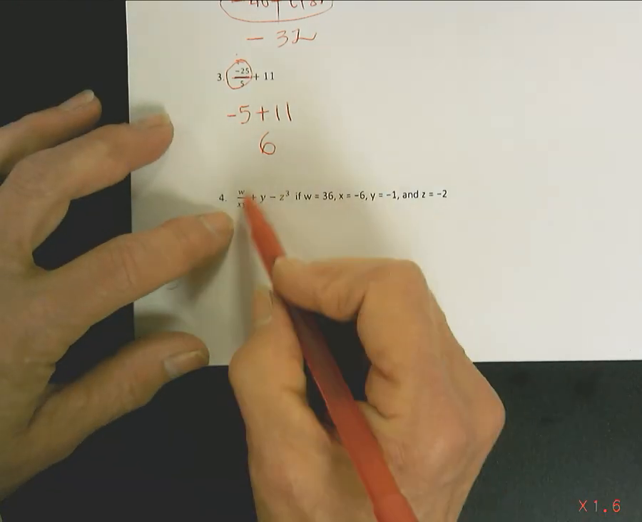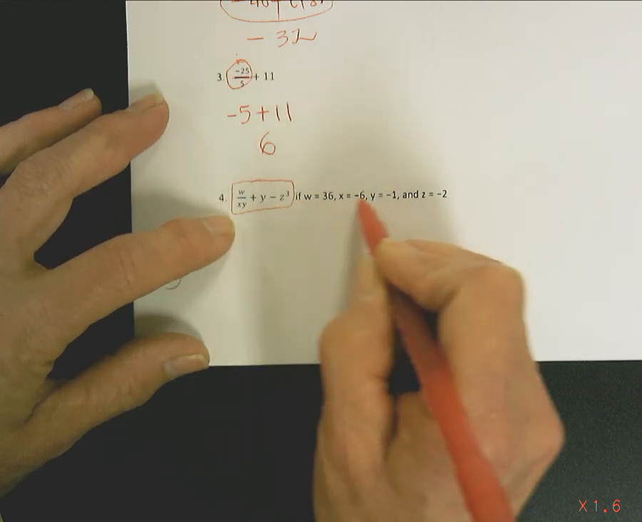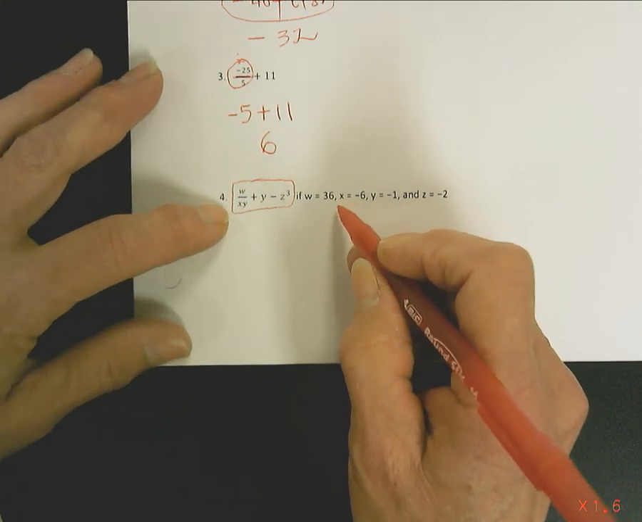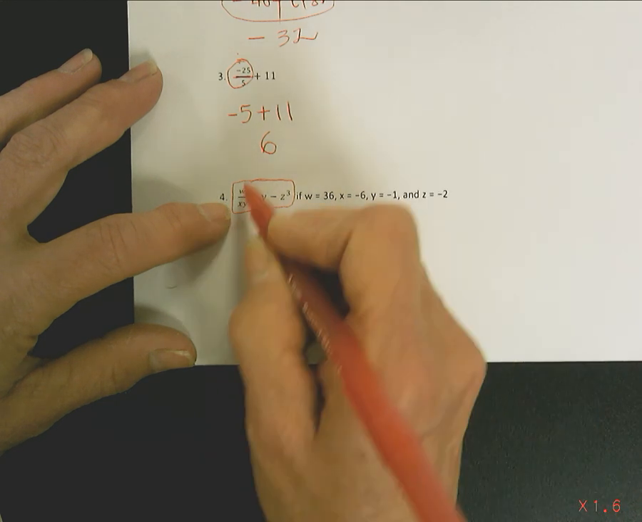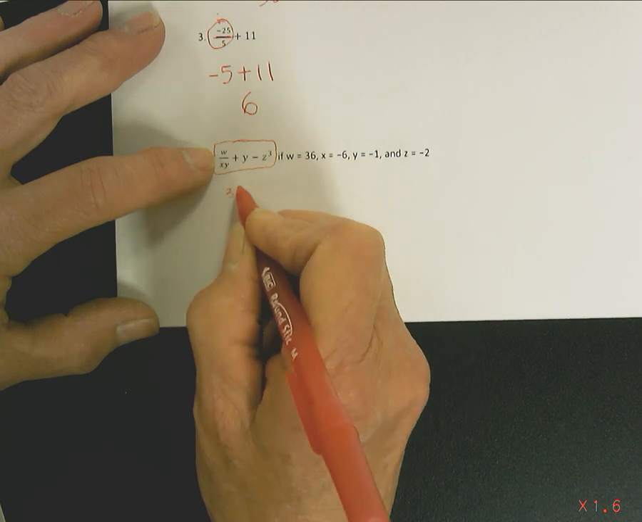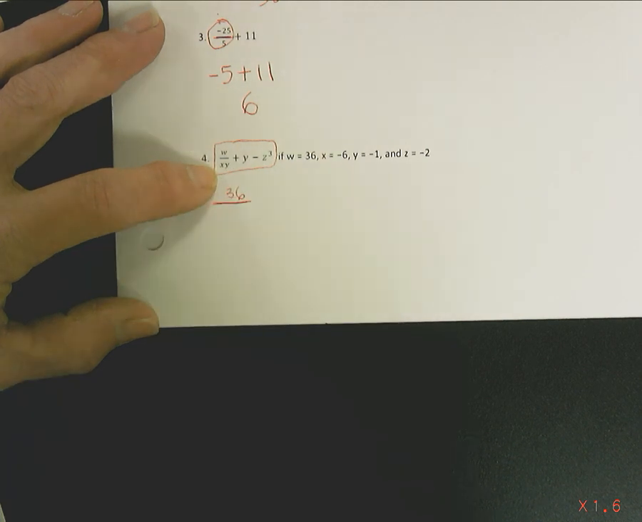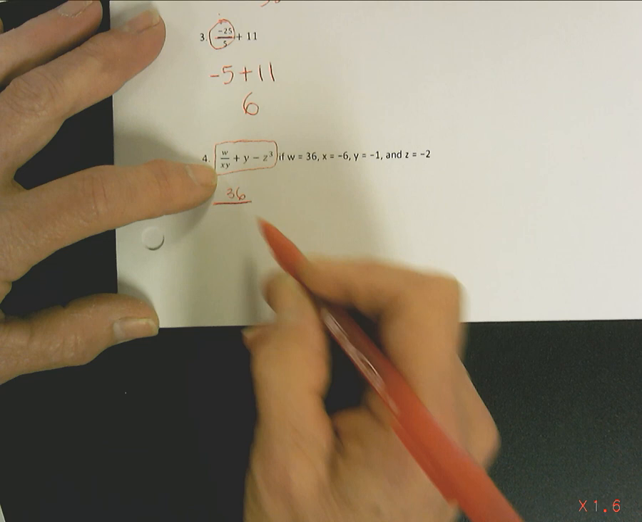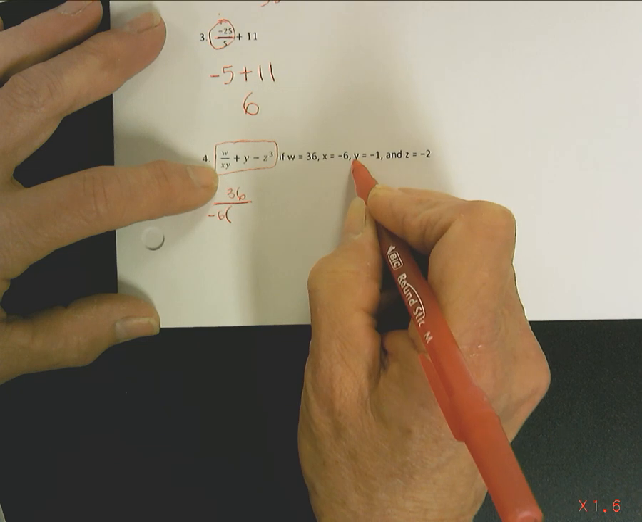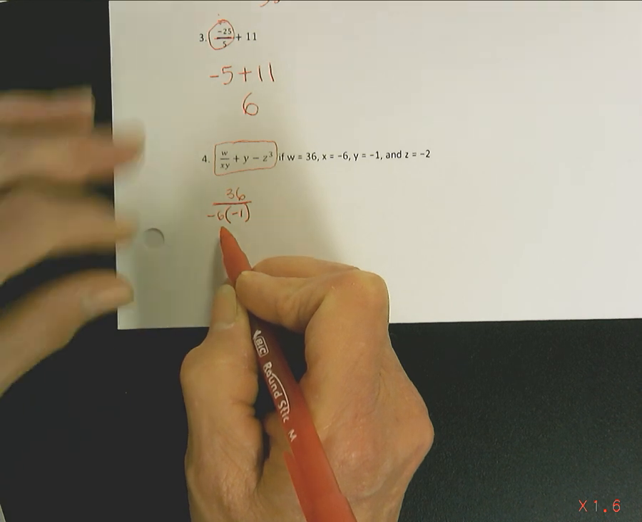Down here, number 4, we have a math expression with lots of variables, but then look, you're told what each variable is equal to. So the first step is going to be to substitute the numbers into the variable places. So on top, we've got W, which is 36. This bar right here means division. Now look on the bottom where you've got X and Y written right next to each other. That means they are multiplied together. X is negative 6, and I want to show that that is multiplied by Y, which is negative 1. So I'm going to put the second number in parentheses to show that they are multiplied together.